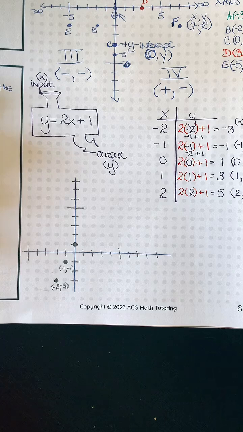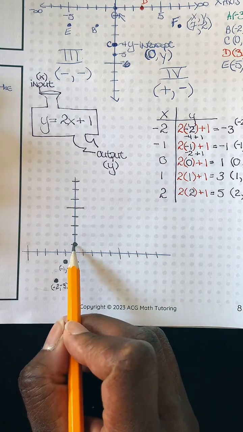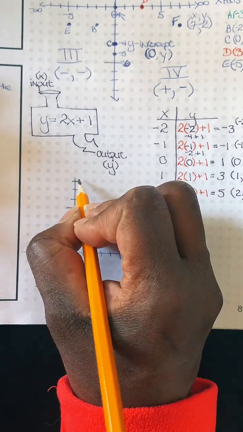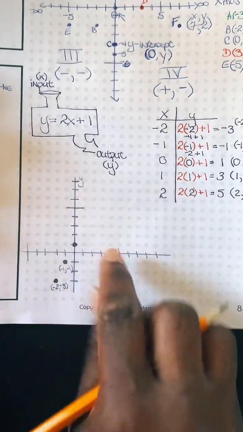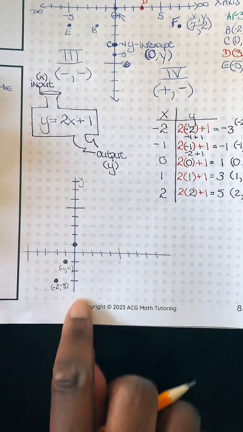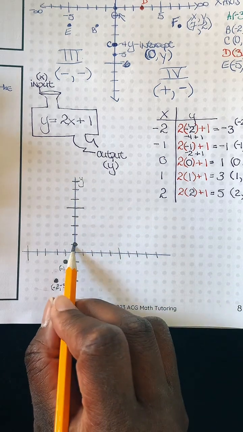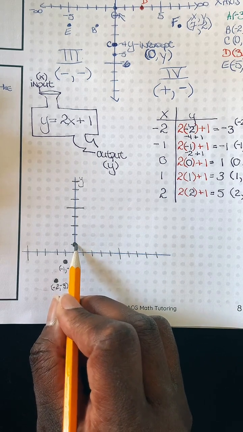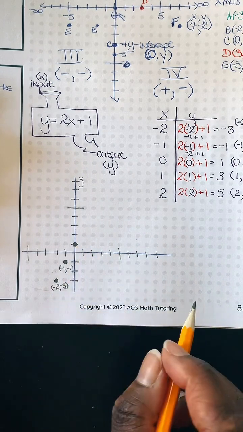No, you're fine. So this is called the y-intercept, okay? Anytime we have our axes that goes up and down, that's my y-axis. And it's crossing the y at 1. So that's called my y-intercept.